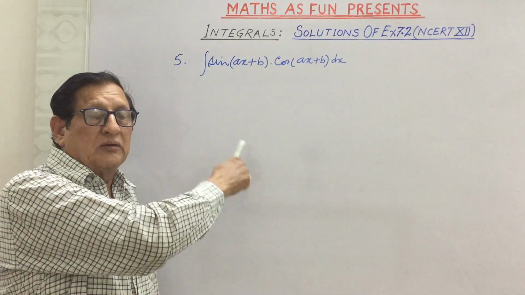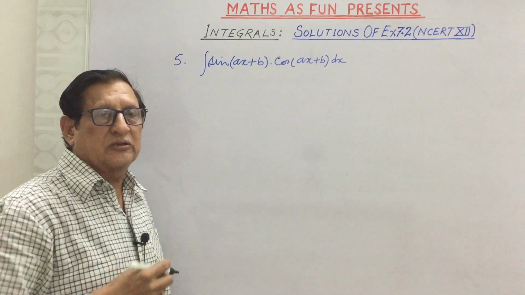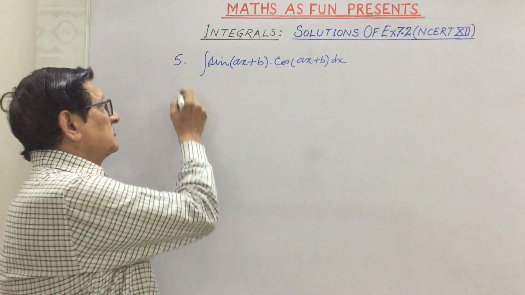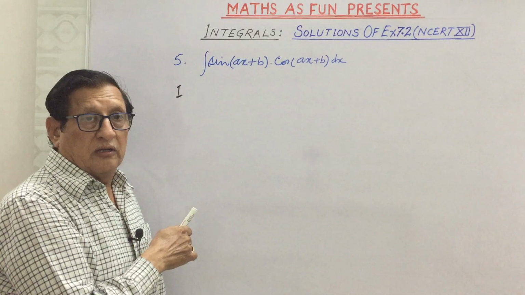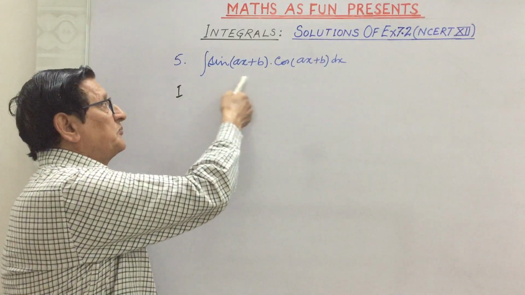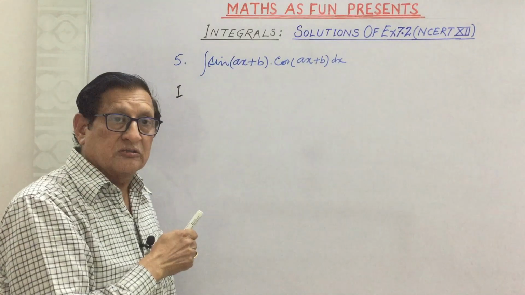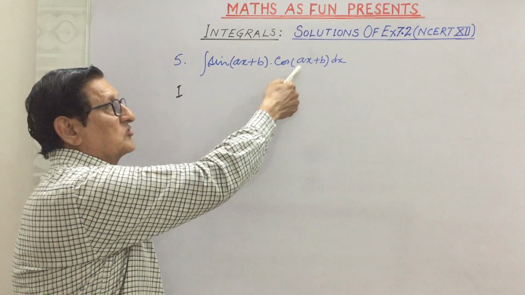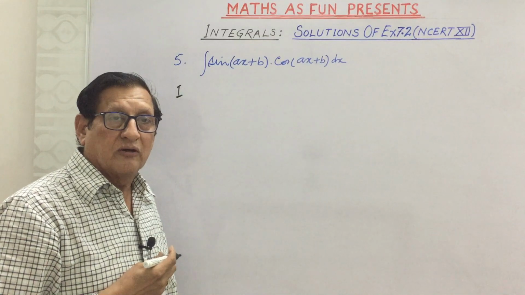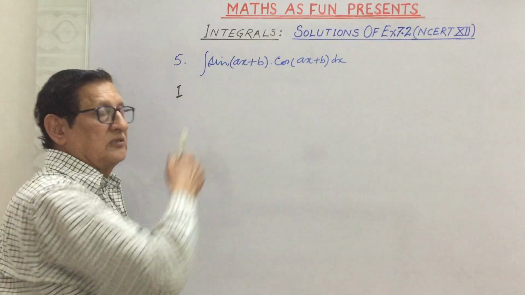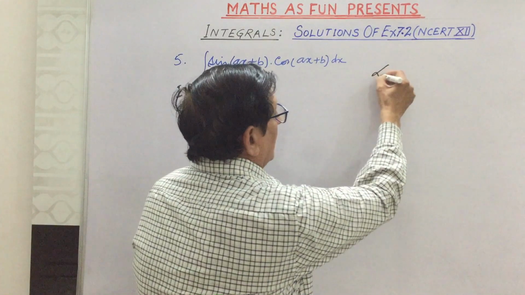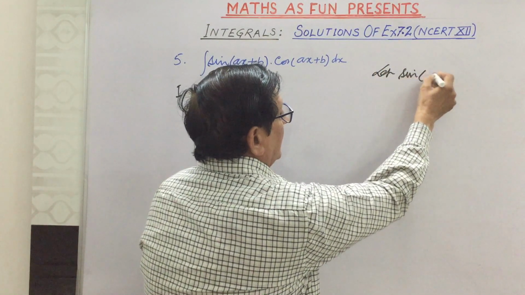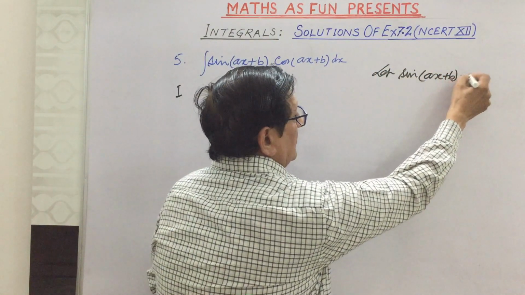This particular problem can be solved in three different methods. The first method we can find by taking this particular one as t. Why? Because we know the derivative of sin(ax + b) is cos(ax + b) into a. Once it is here, we can take this as t. So we write here, let sin(ax + b) equal to t.